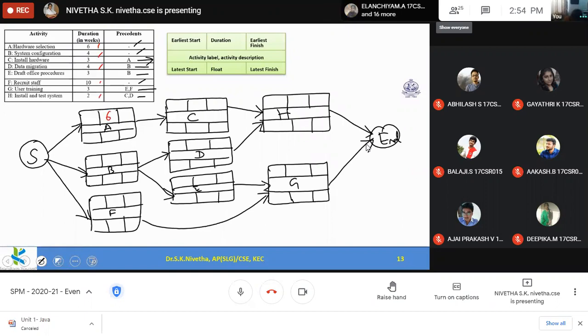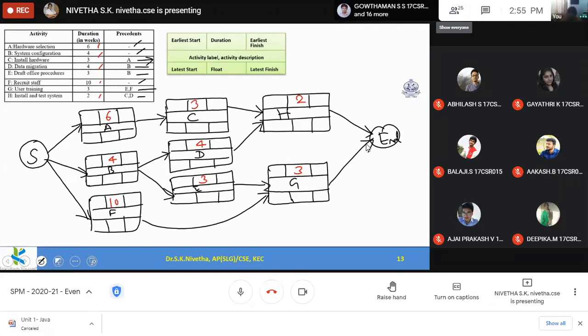A requires 6 weeks to complete. B requires 4 weeks to complete. C requires 3 weeks to complete. D requires 4 weeks to complete. E requires 3 weeks to complete. F requires 10 weeks to complete. G requires 3 weeks to complete. H requires 2 weeks to complete. So all these durations are filled.